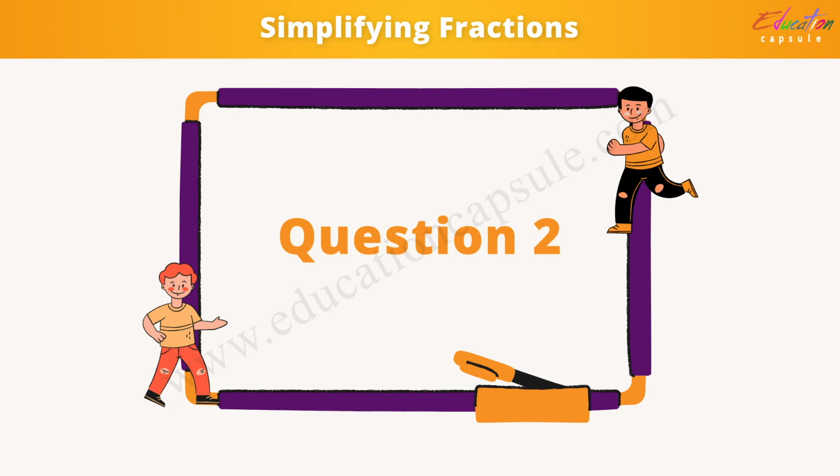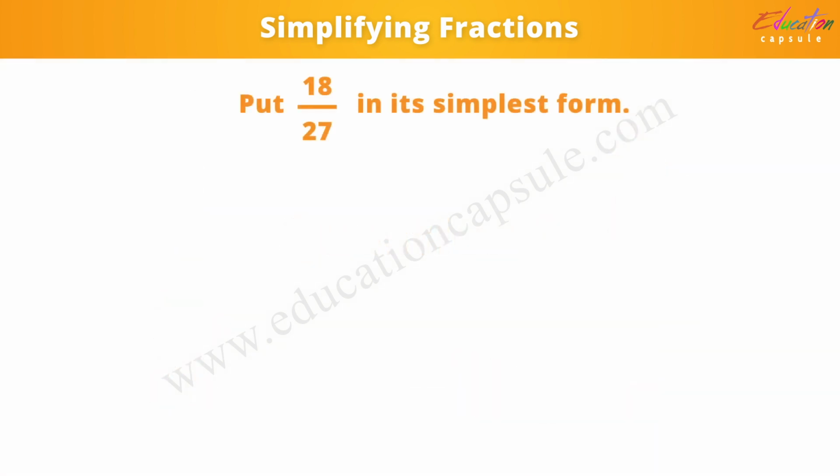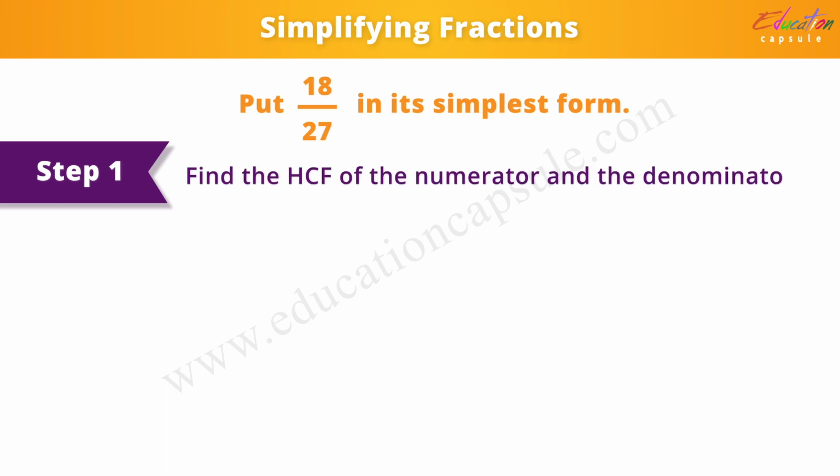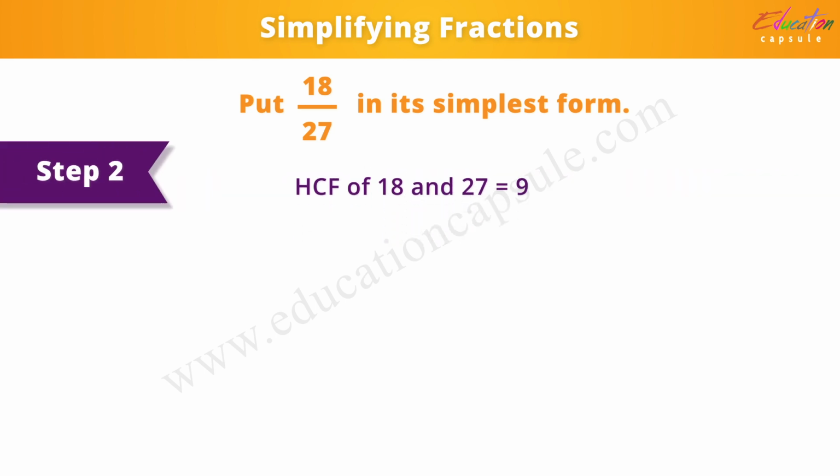Question 2. Put 18/27 in its simplest form. Step 1. Find the HCF of the numerator and the denominator. HCF of 18 and 27 is 9. Step 2. Divide the numerator and denominator by the HCF like this. So you'll get the simplified fraction as 2/3.